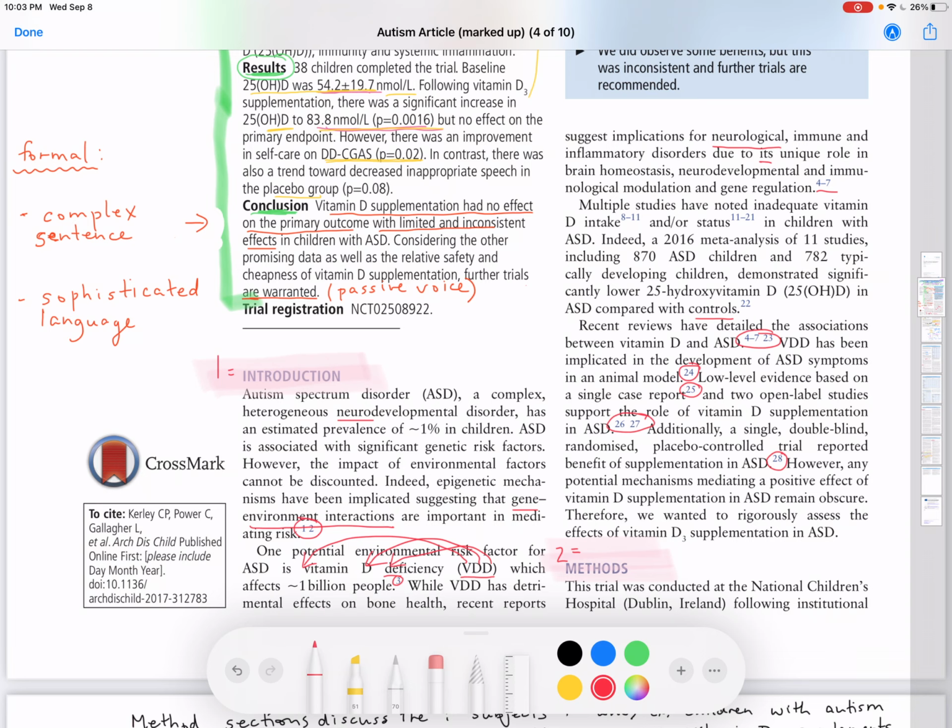However, any potential mechanisms mediating, helping or influencing a positive effect of vitamin D supplementation in autism spectrum disorder remain obscure, a little bit of a mystery, a little bit unknown. Therefore, we wanted to rigorously, very strictly and diligently, assess and measure the effects of vitamin D supplementation in ASD. Okay, now, try to read it on your own and fill out your Cornell notes for the introduction section.